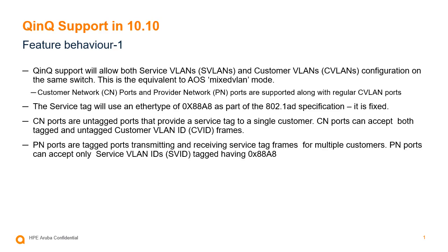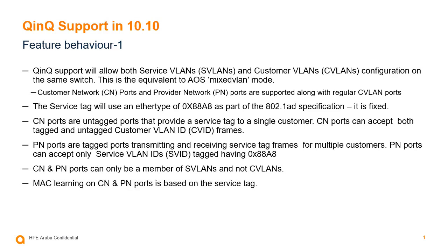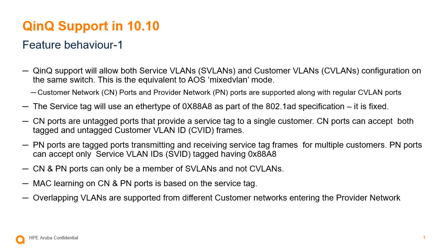PN ports are tag ports transmitting and receiving service tag frames for multiple customers. PN ports can only accept a service VLAN ID tagged frame having the EtherType 88A8 on the QinQ outer header. And very important to note for configuration purposes, CN and PN ports can only be a member of SVLANs and not customer VLANs, and we'll review this in the configuration examples later in the deck. And MAC learning on CN and PN ports is based on the outer service tag.